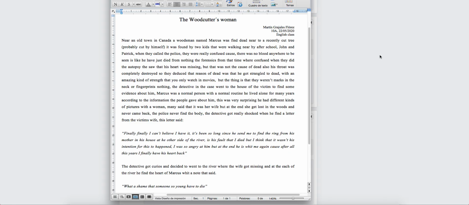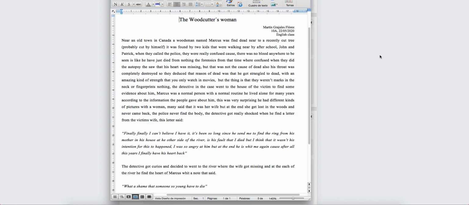Okay, the reason that he died, according to the paramedics, was that he was strangled to death. Someone choked him to death. And when they opened him to do an autopsy, they realized that he didn't have a heart. The heart was ripped out. The detective, according to the case, was asking around with his neighbors. Everybody said that he lived alone for many years.